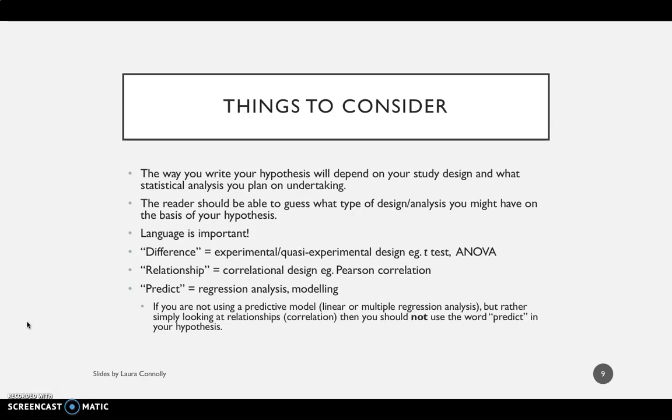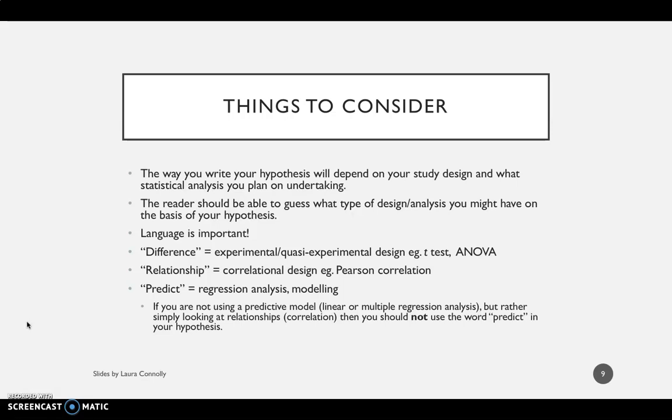The word difference. If you say the word difference in your hypothesis, you're suggesting to the reader that you've got an experimental or quasi-experimental design where you're looking at group differences. So this might map to an analysis such as the t-test or an ANOVA, which we know looks at group differences. If you say the word relationship, you are suggesting that there's a correlational design in the current study. So an example of this could be the Pearson correlation.